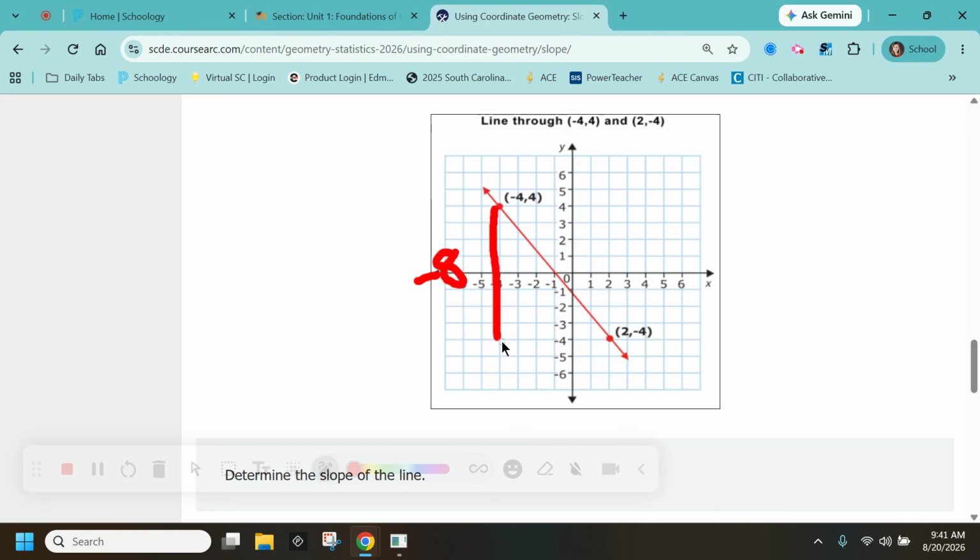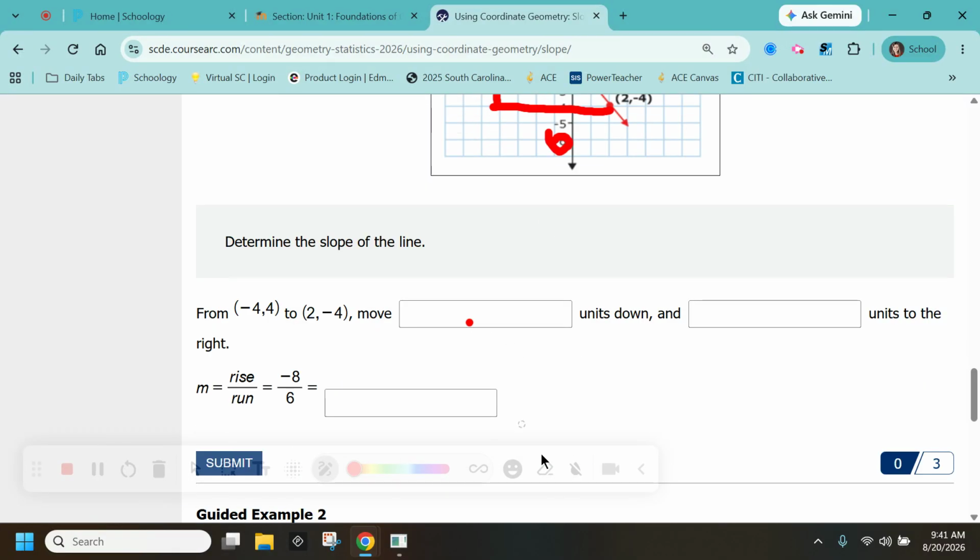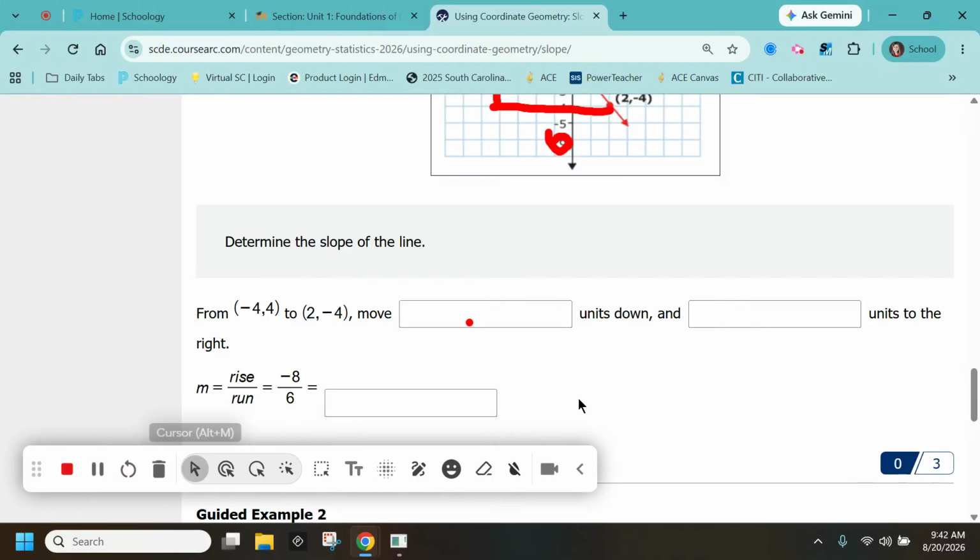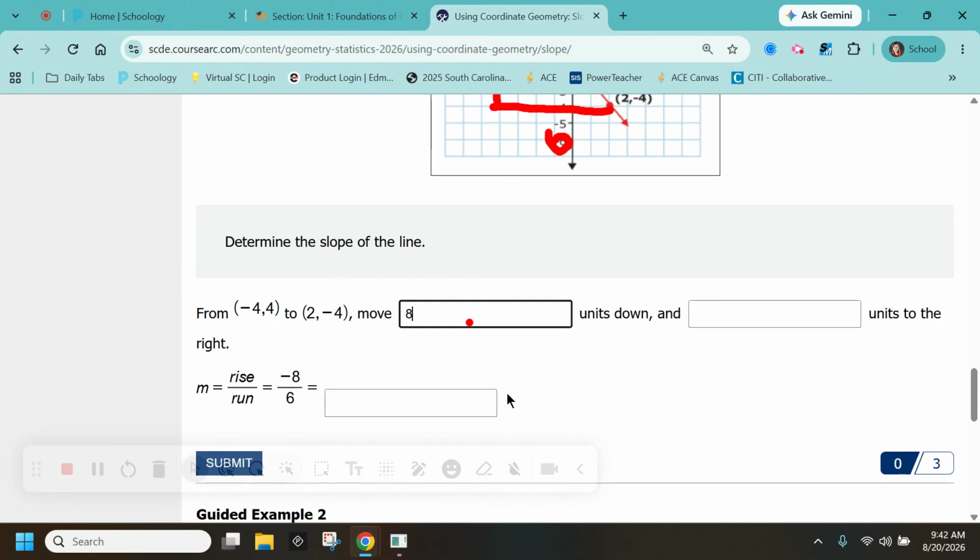And then we moved to the right. So 1, 2, 3, 4, 5, 6. Okay. So we moved, oops, let me get this back. 8 units down and 6 units to the right. -8 over 6 reduces to -4 over 3.